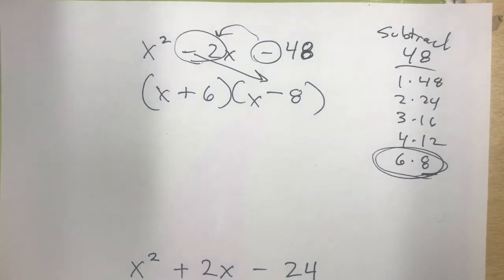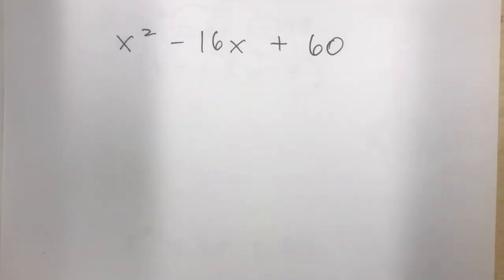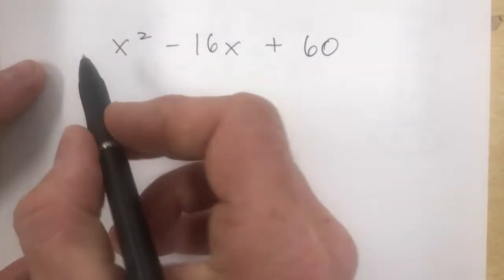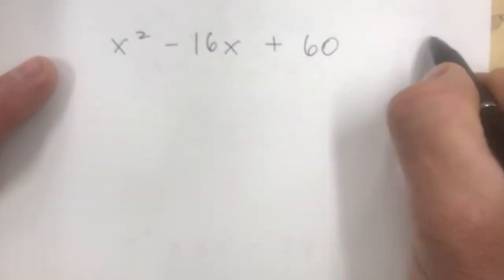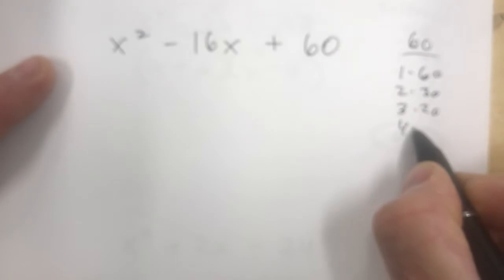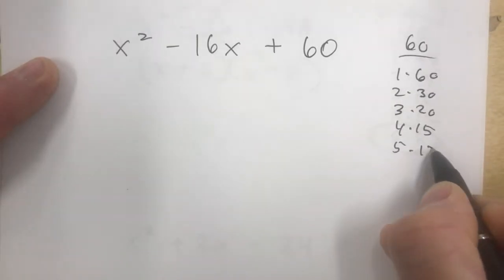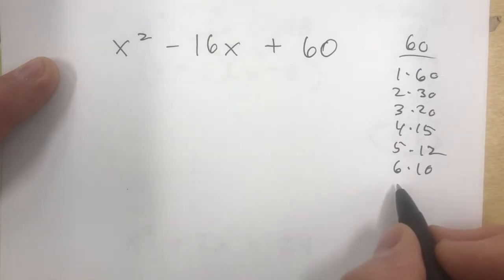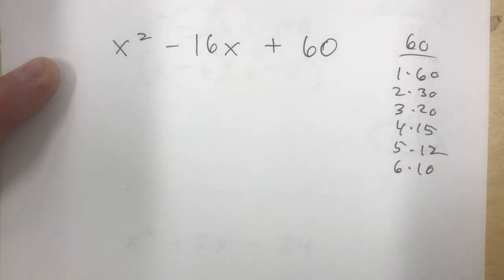All right, let's go to another one here. All right, here's one. x squared minus 16x plus 60. Again, my a is 1. So I just take my 60. 60 divided by 1, 60 divided by 2, 60 divided by 3, 60 divided by 4, 60 divided by 5, 60 divided by 6, 60 divided by 7, that's a decimal, so skip it. 60 divided by 8 is a decimal. 60 divided by 9 is a decimal. And then 10's over here, so we're done.